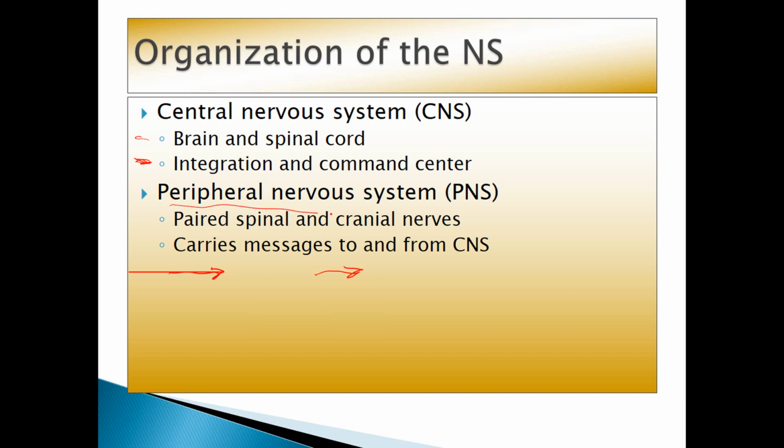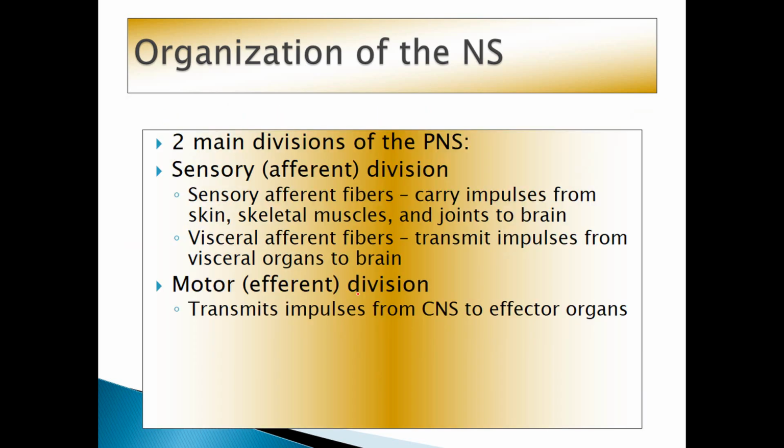So this peripheral, then, we will subdivide into this and into this. So the 2 main divisions are going to be the sensory and the motor, or the afferent and efferent. Little side note, the correct way to pronounce this is afferent and efferent. Many instructors will just say afferent and efferent to avoid any type of confusion.